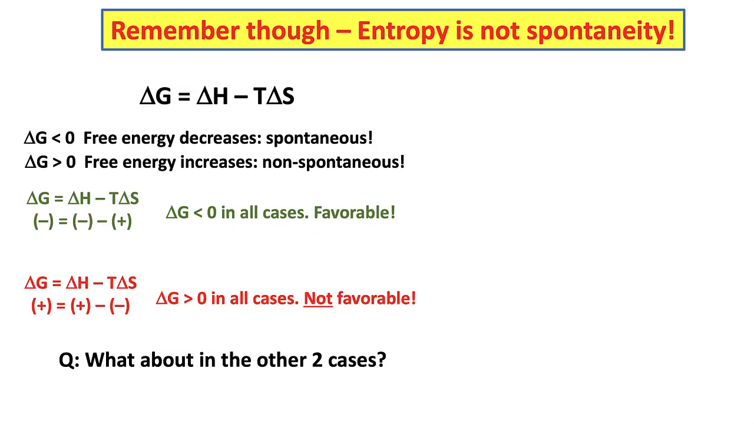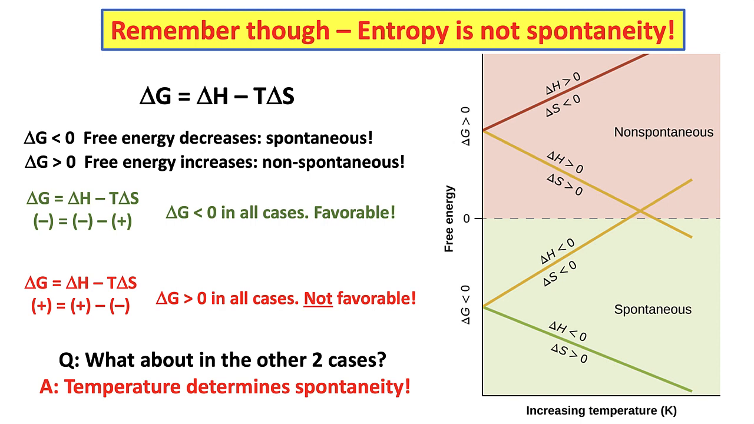So these are the clear cases where both processes are aligned, right? Both are unfavorable or both are favorable. But what about the other two cases? What if we have one is favorable and the other is unfavorable? In this case, it'll be the temperature that determines the spontaneity, and so let's take a look at this chart. In red, we have our double non-spontaneous, or our double unfavorable, which makes an always non-spontaneous reaction. And in green, we have our double favorable, so it's always spontaneous.